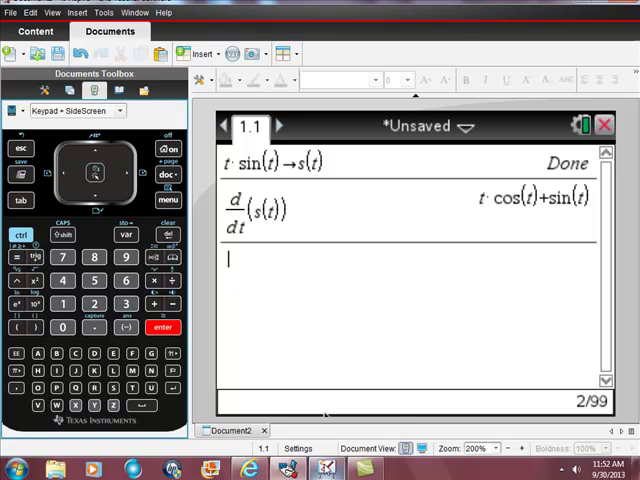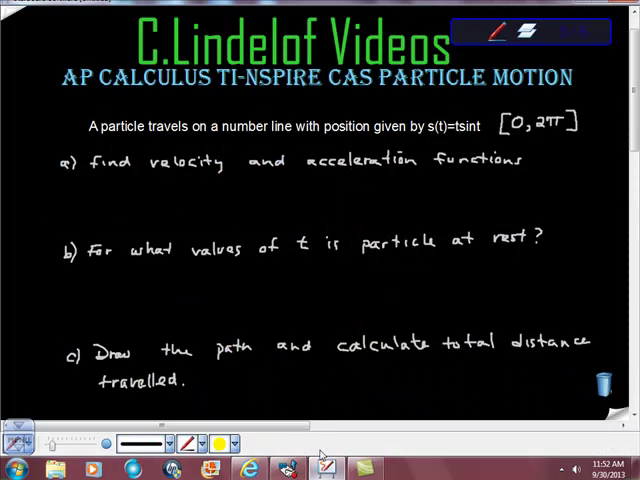So I guess the first thing I do is I would write that down. Let me just switch real quick. This is the way I would write it down. I would say that s prime at t is equal to v of t, which is equal to t times cosine t plus sine t plus sine of t. So there is my velocity function.